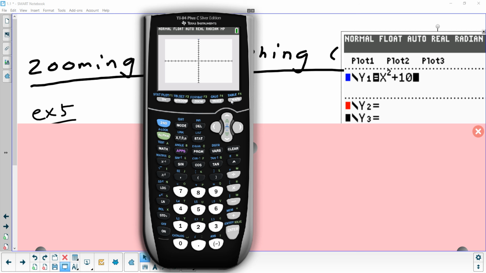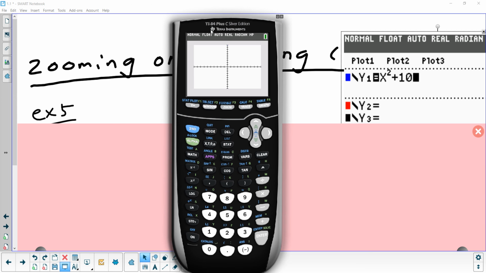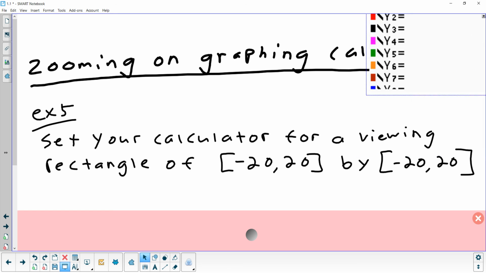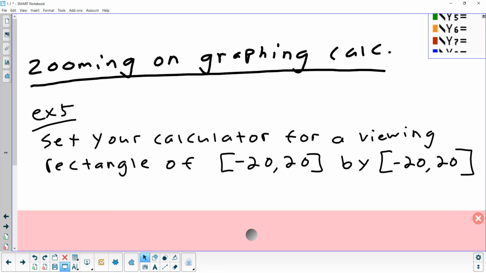How come I can't see it? Anyone have a guess why? Yeah. The line is already going above the 10 mark, which is the standard. Yeah, the graph is up higher. So what we're going to do is set the window on our calculator so that we can see more. We're going to set the window bigger.